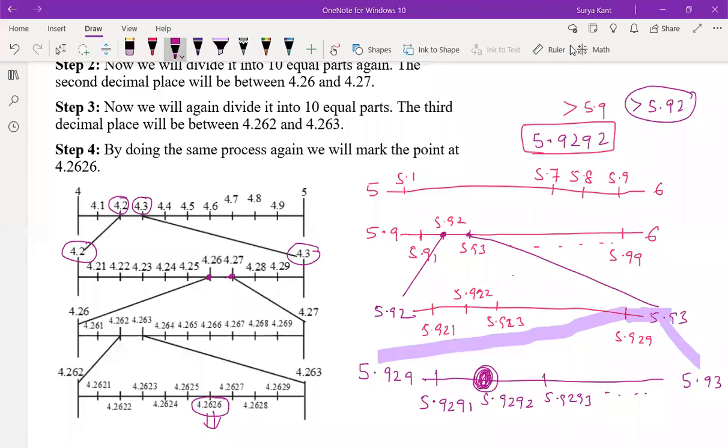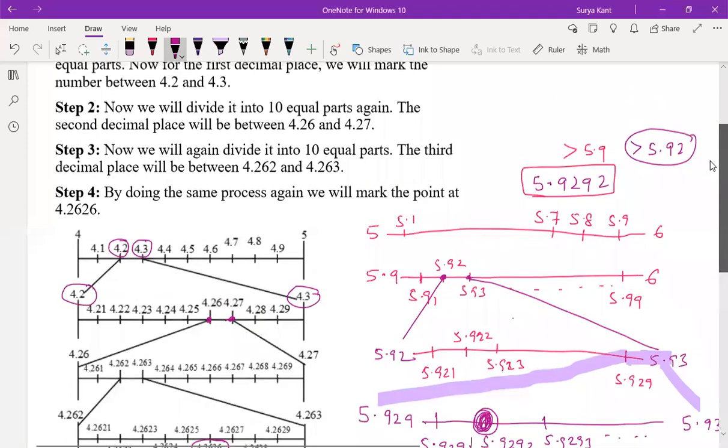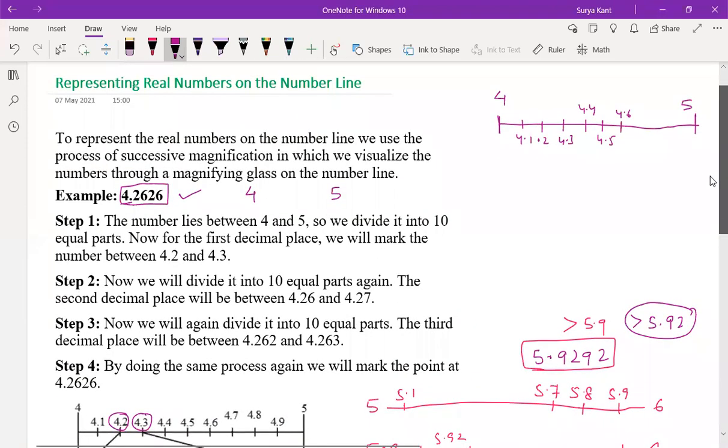Is it clear, children? How we are just doing here? Is it clear to everyone? Yes, sir. How to represent rational numbers on a number line.